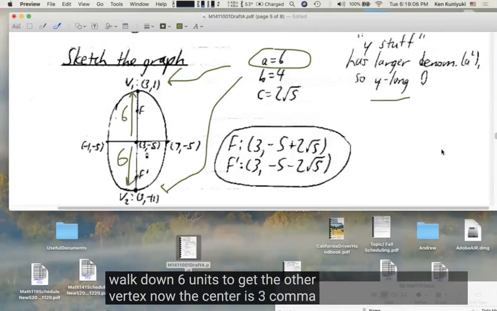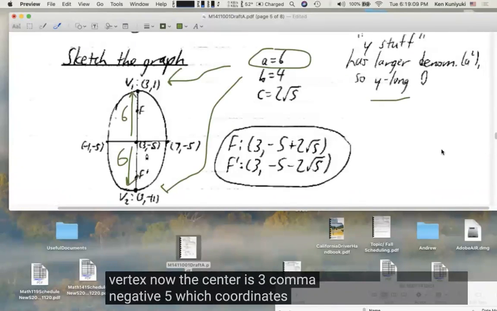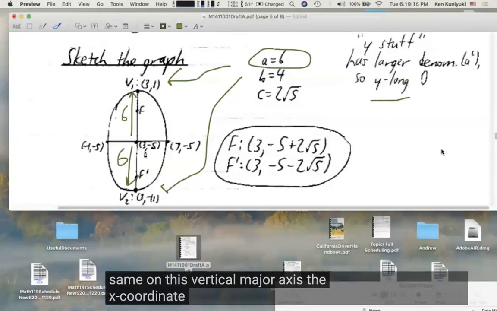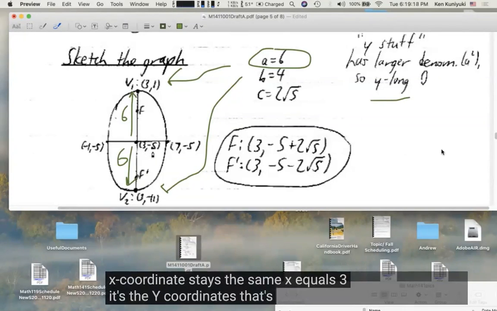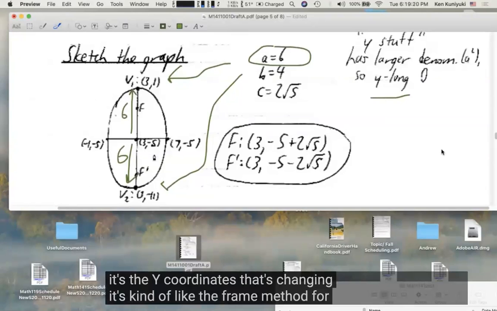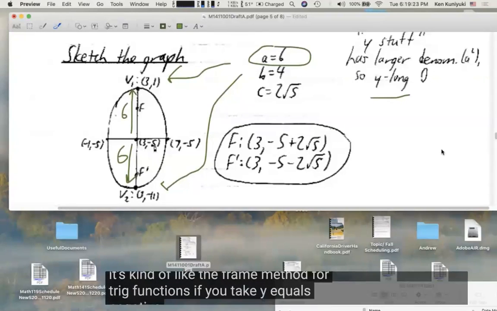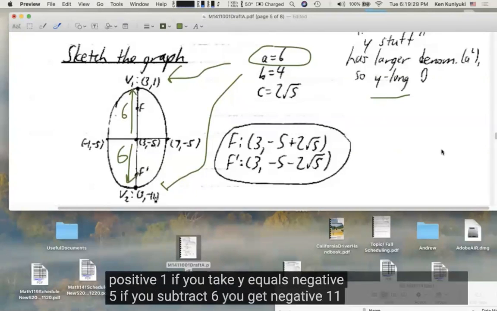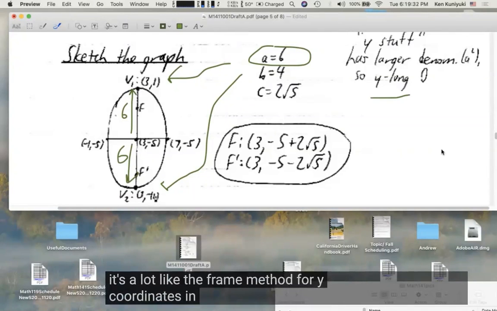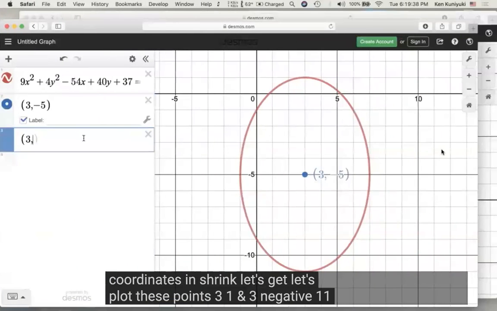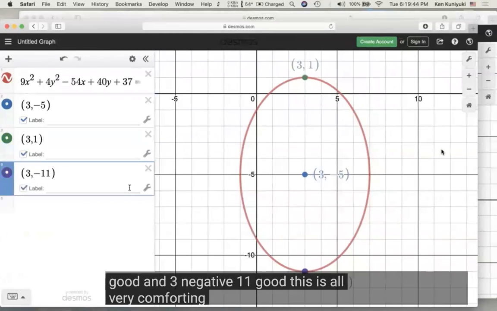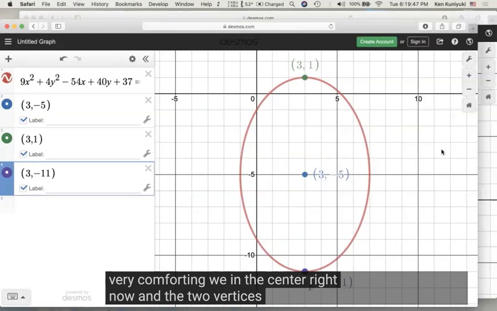Now, the center is 3, -5. Which coordinate stays the same on this vertical major axis? The x coordinate stays the same, x equals 3. It's the y coordinate that's changing. It's kind of like the frame method for trig functions. If you take y equals -5 and you add 6, you get +1. If you take y equals -5, if you subtract 6, you get -11. Let's plot these points, 3, 1, and 3, -11. Good. This is all very comforting. We have the center right now and the 2 vertices.